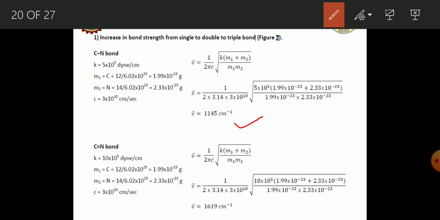Next, the same molecule, but the bond goes from single bond to double bond. The force constant is 10 into 10 to the power of 5. The molecular mass is the same, but the strength of the bond is more, so the K value is more. Substitute the values into the Hooke's law equation. We got 1619 centimeter inverse.